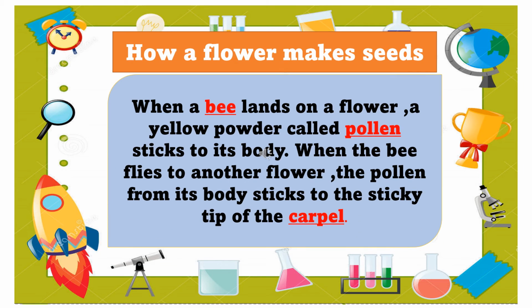Now let's have a look at the fill in the blanks, how a flower makes seeds. As you all know, when a bee lands on a flower, a yellow powder called pollen sticks to its body. And when the bee flies to another flower, the pollen from its body sticks to the sticky tip of the carpel.